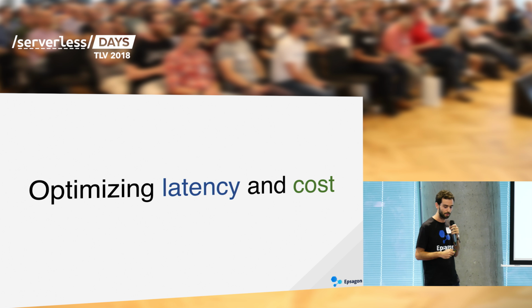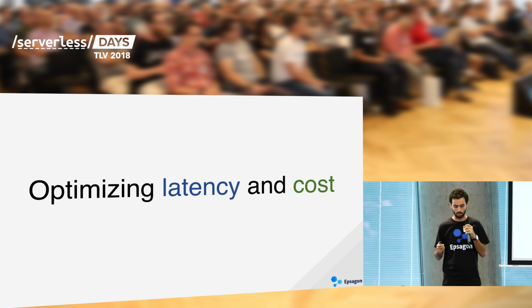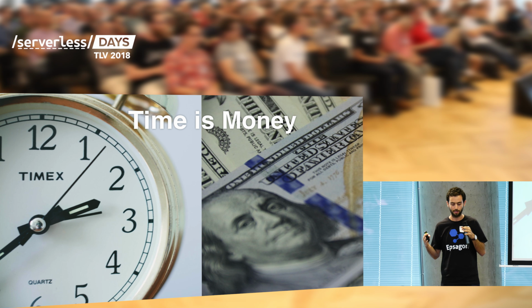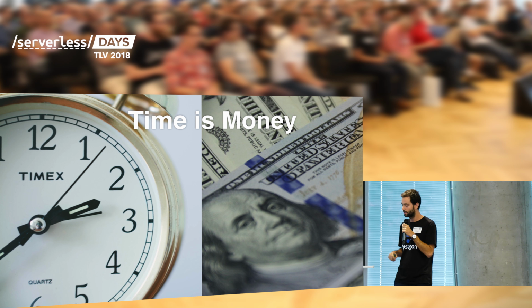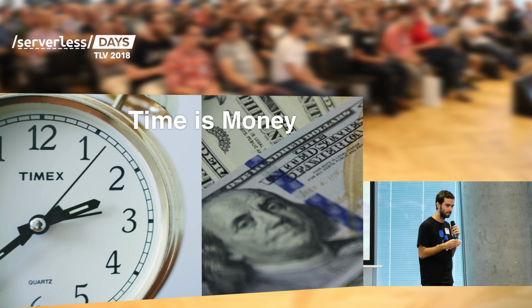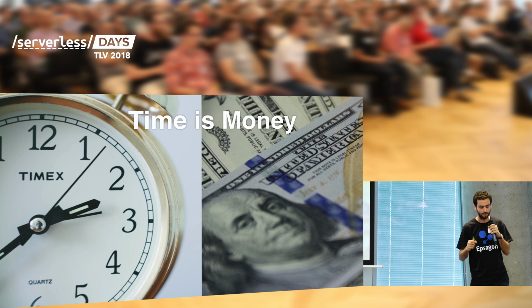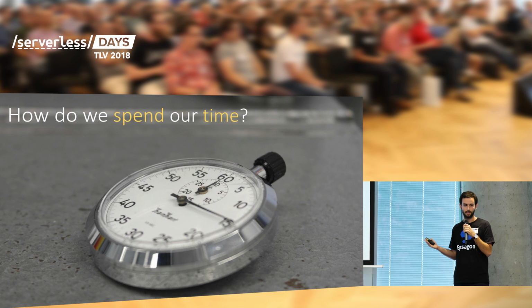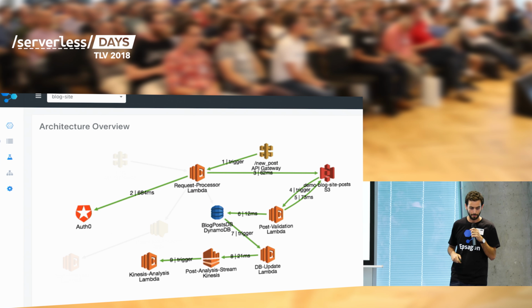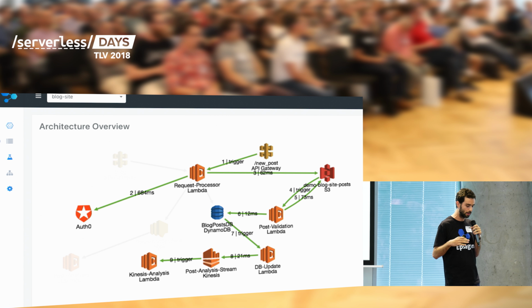The second use case is optimizing latency and cost. So in serverless, or in general, time is money. And it's a known fact for everyone, but in serverless, actually time is money. We pay by the millisecond, in an interval of 100 milliseconds, but we pay for every millisecond that we're running. And we need to be able to understand how do we spend our time, or where do we spend our time in our application. In that case, we would like to understand what flows there are in our application.